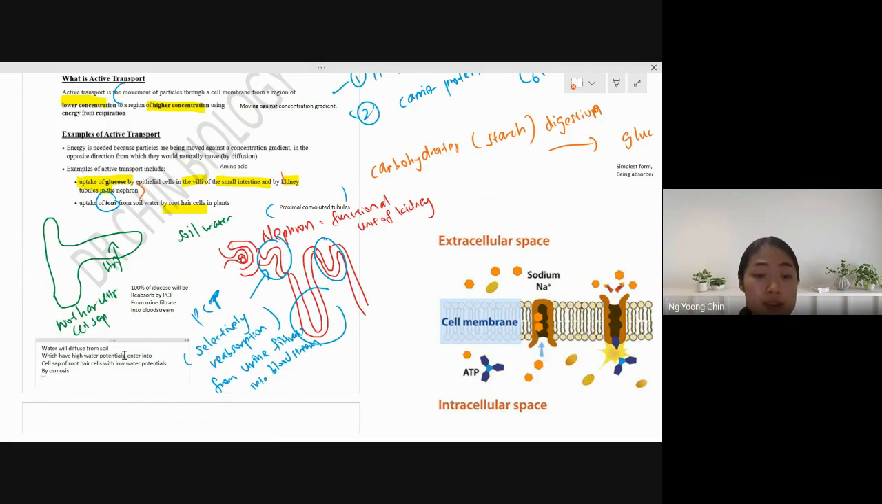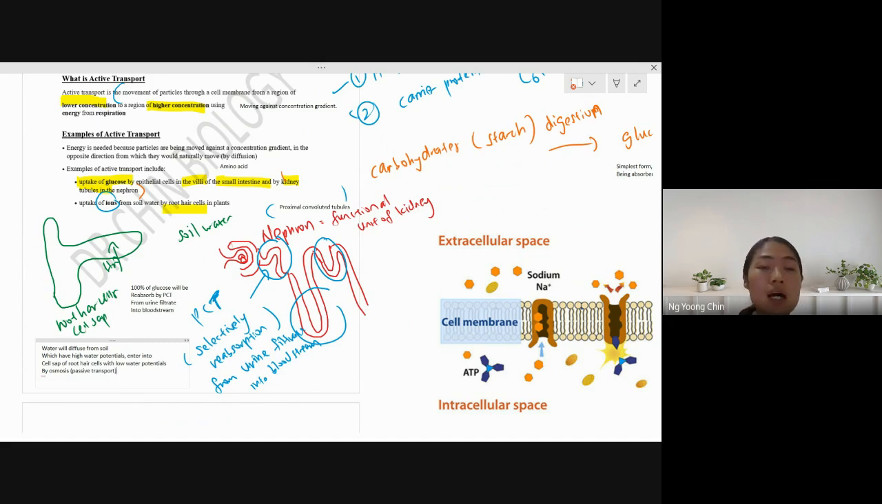Osmosis means that it's a passive transport. It doesn't require any help from ATP energy or carrier proteins. So it's a passive transport. You just need water and a selectively permeable membrane, and you are able to do osmosis.